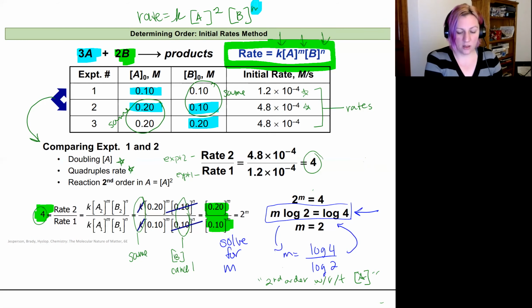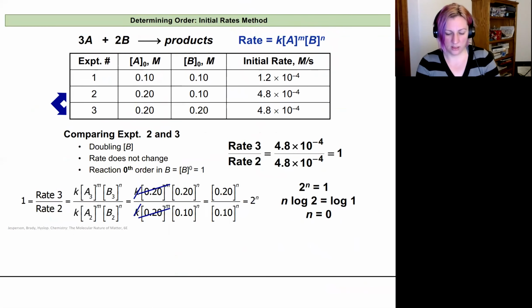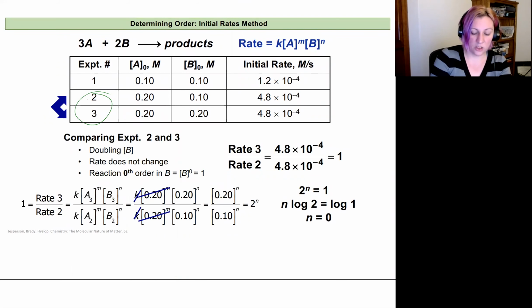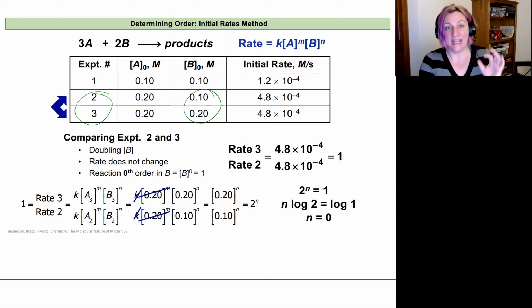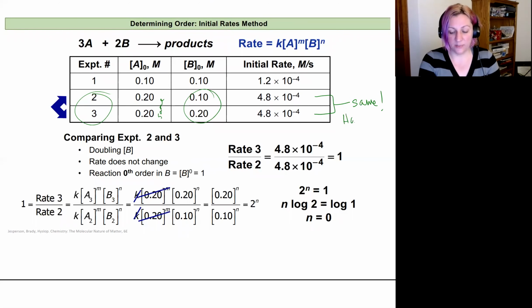So next I'm going to try to find the order for B. Here's how we find the order for B. It's the same thing, except now we're going to be comparing experiments 2 and 3, because this is where we see our change in B, and A will stay the same. And we look at our rates that we calculate from our experimental data, these are the initial rates, and we see that they're the same. So without doing any math, if the rate stays the same when I change the concentration, it has to be zero order.